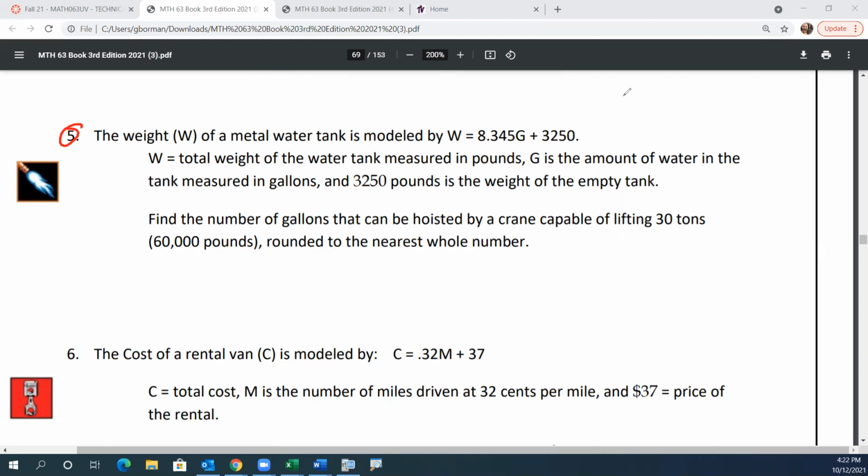Now, they give us 30 tons. So the whole thing is 30 tons, the complete weight. But notice that W is being measured in pounds, not tons. Therefore, I must use the 60,000. So I'll plug 60,000 in for W.